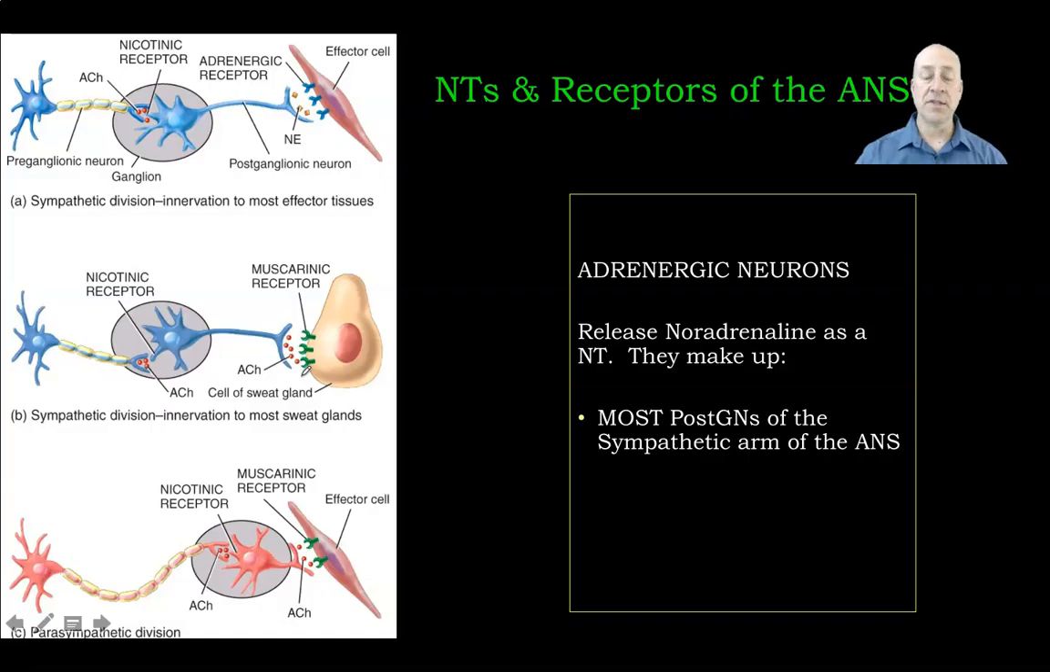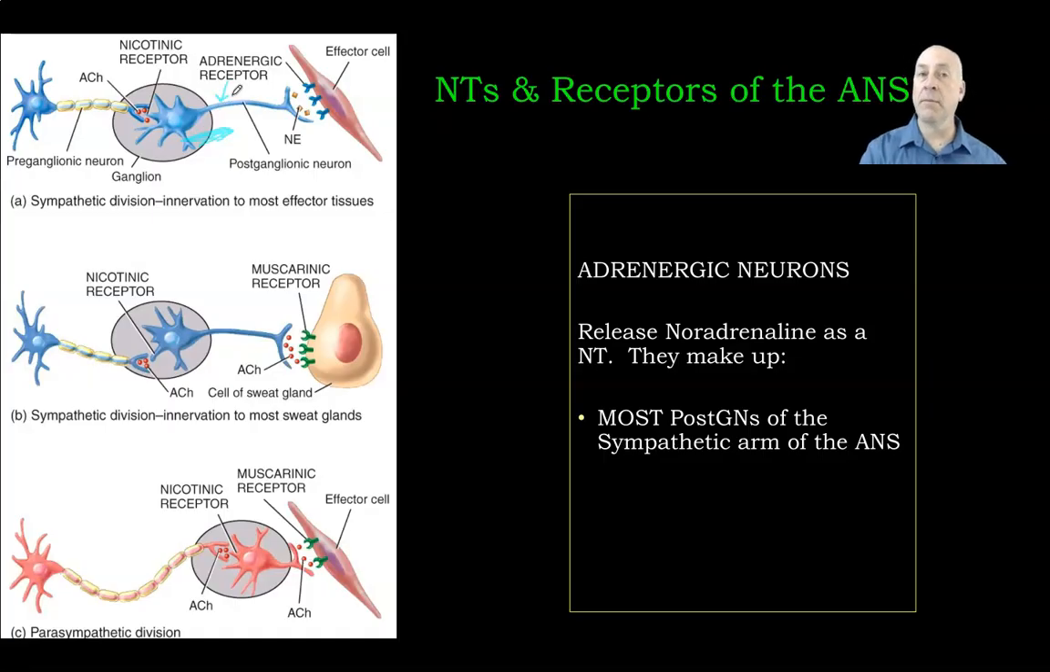Okay, now let's move to adrenergic neurons, and you're only going to see those in the postsynaptic neuron of just the sympathetic arm. Most of the sympathetic arm works off of the postganglionic side, right? So the unmyelinated postganglionic neuron that we're showing with the arrow, most of those are adrenergic, meaning they release norepinephrine or epinephrine at the effector.